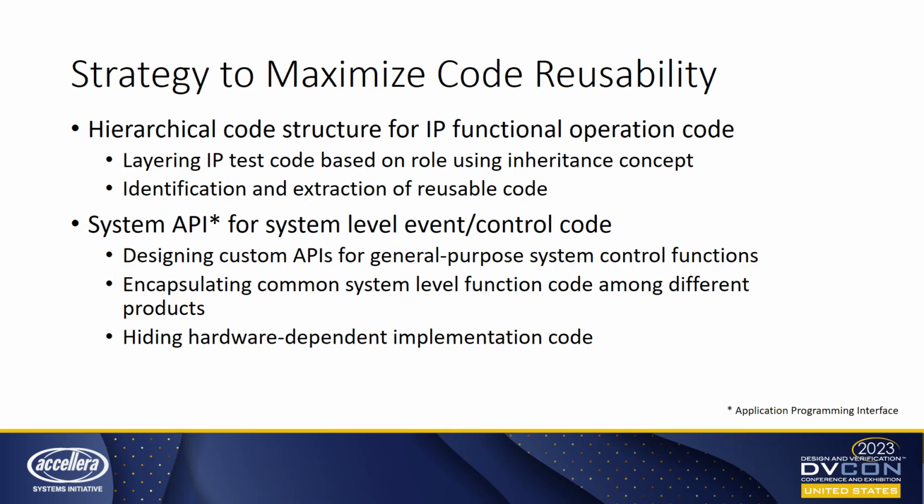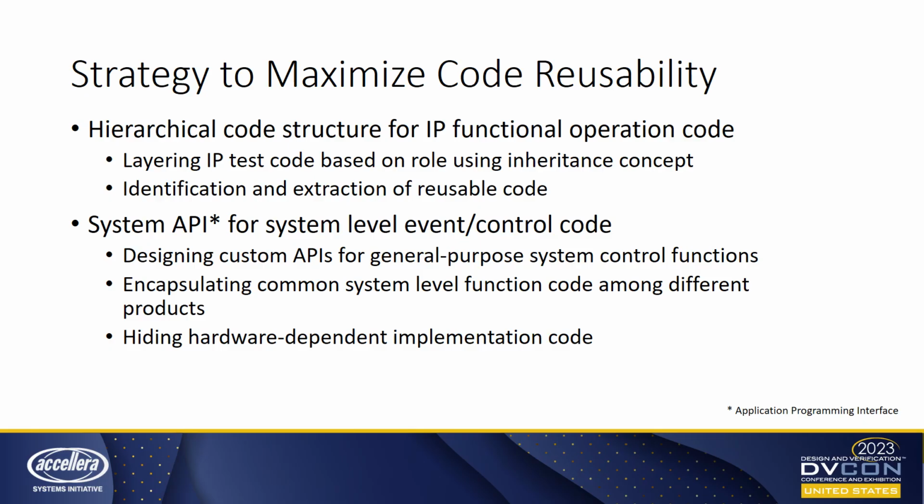As explained, we defined the reusable portion in the test code and set up a strategy respectively. For the IP operation code, we suggest a hierarchical code structure according to the reusable definition. Based on the code role and purpose, we layered the UVM test code by using UVM inheritance. We can define and implement a certain test class without any dependencies. Then, we can have fully reusable code. I will explain with an example in later slides.